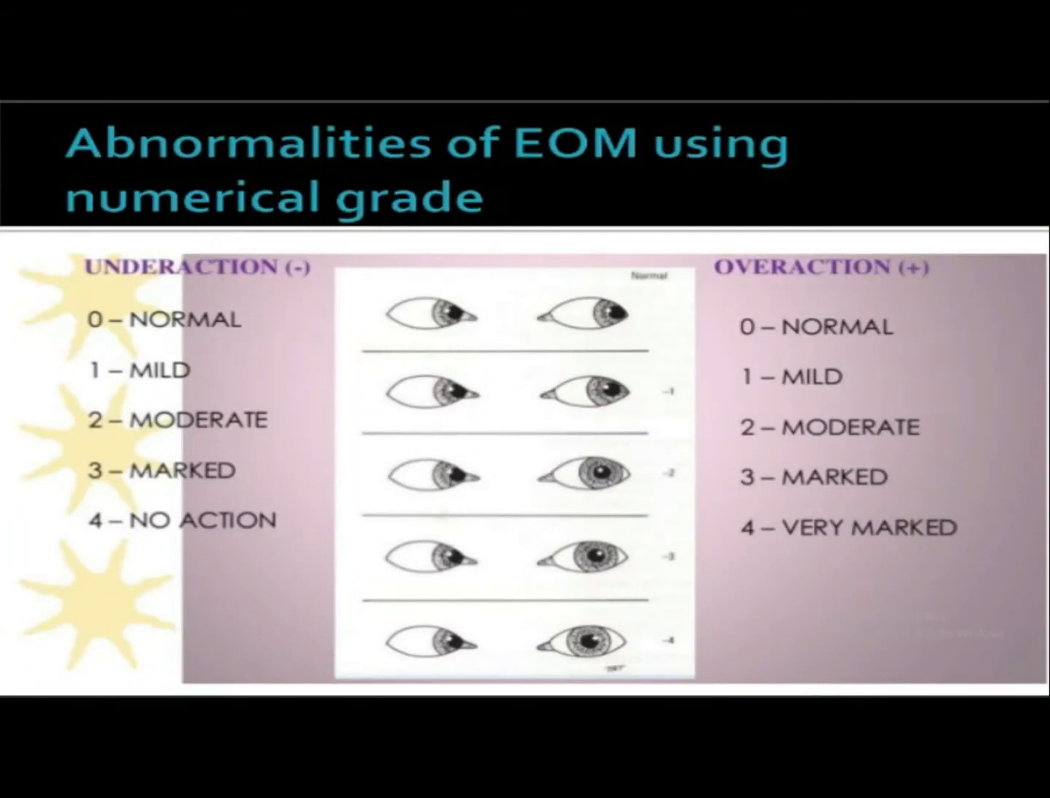Incompetencies are recorded using a 9-point scale. Underactions are recorded as negative numbers on a scale from -1 to -4, where -4 represents the greatest underaction. Similarly, overactions are recorded using positive numbers on a scale from +1 to +4, where +4 represents the greatest overaction.